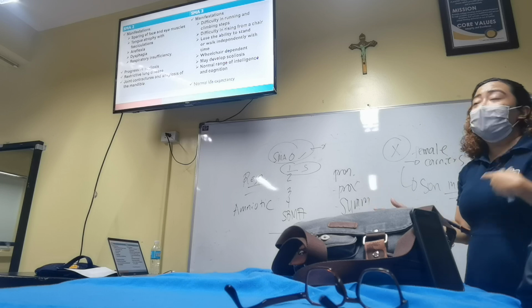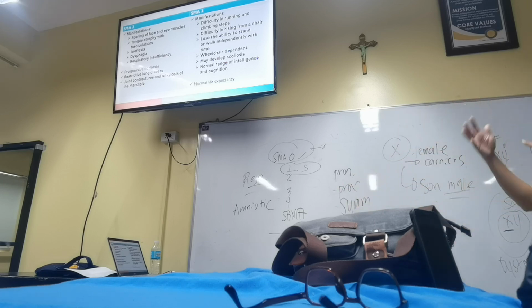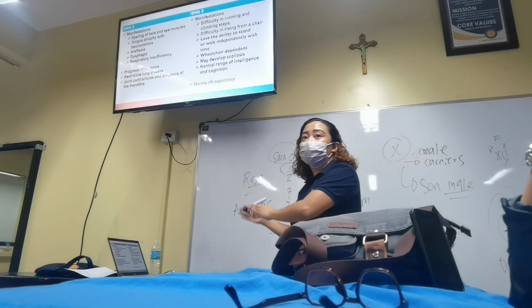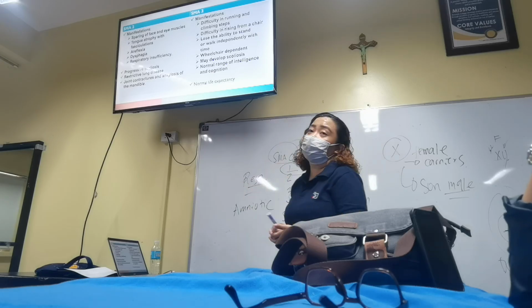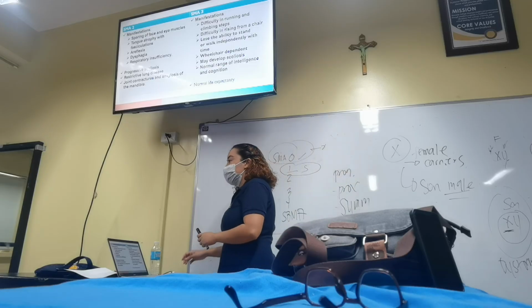You get me? Because they're still SMA. Their legs are still weak. So when they grow old, their legs get really weak. And after that, they will have scoliosis, but later. Do they have a normal life expectancy? Yes, compared to SMA 2, 1, and 0.